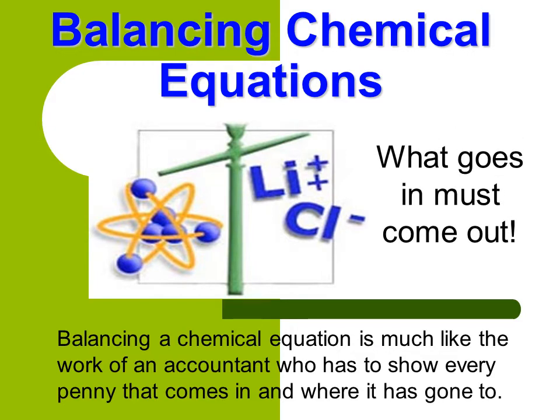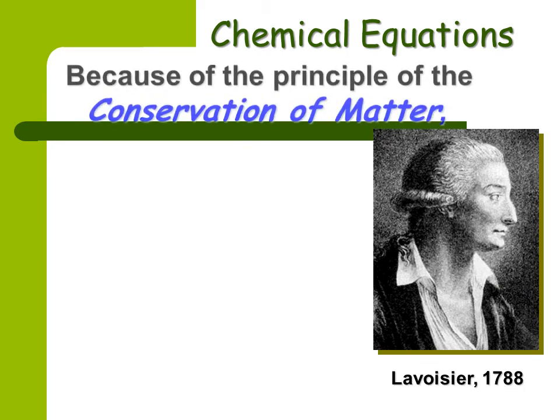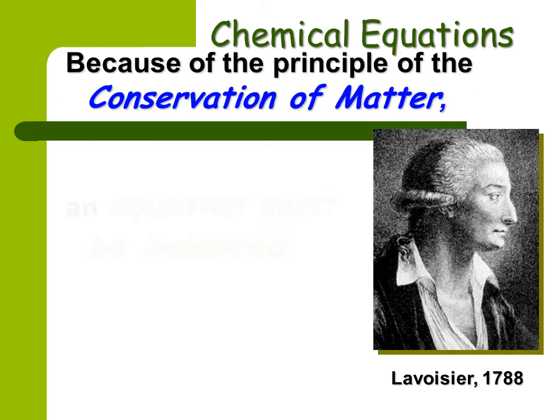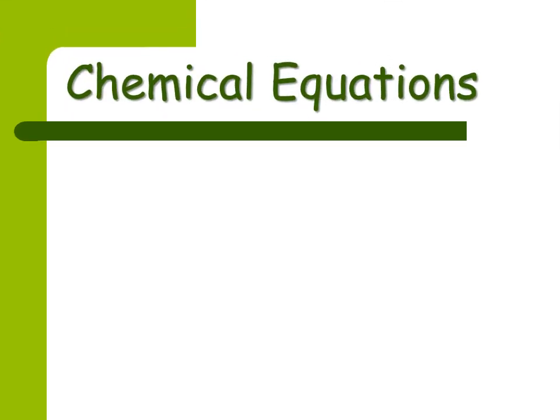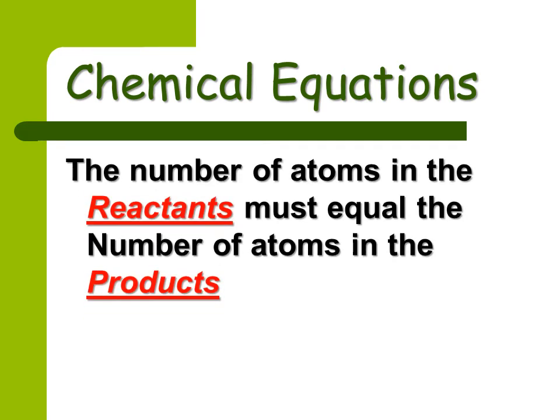Okay, so we've learned how to count atoms, we've learned how to write formulas and write equations. Now we're going to learn how to balance equations. So this goes along with the law of conservation of mass. Because of the principle of conservation of matter, an equation must be balanced. It has to have the same number of atoms of the same kind on both sides. So the same number of carbon atoms of reactants have to be the same number on the product side. So the number of atoms in the reactants must equal the number of atoms in the products.